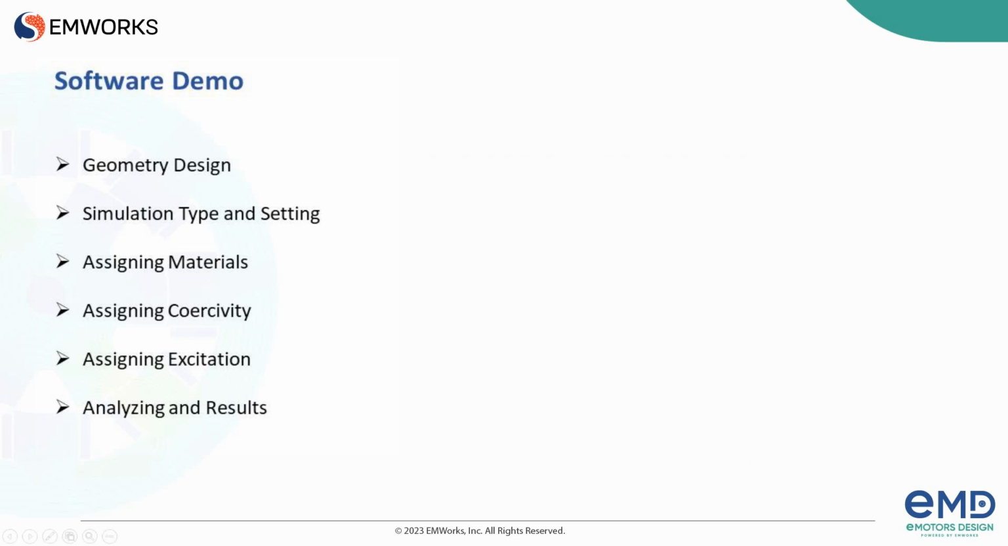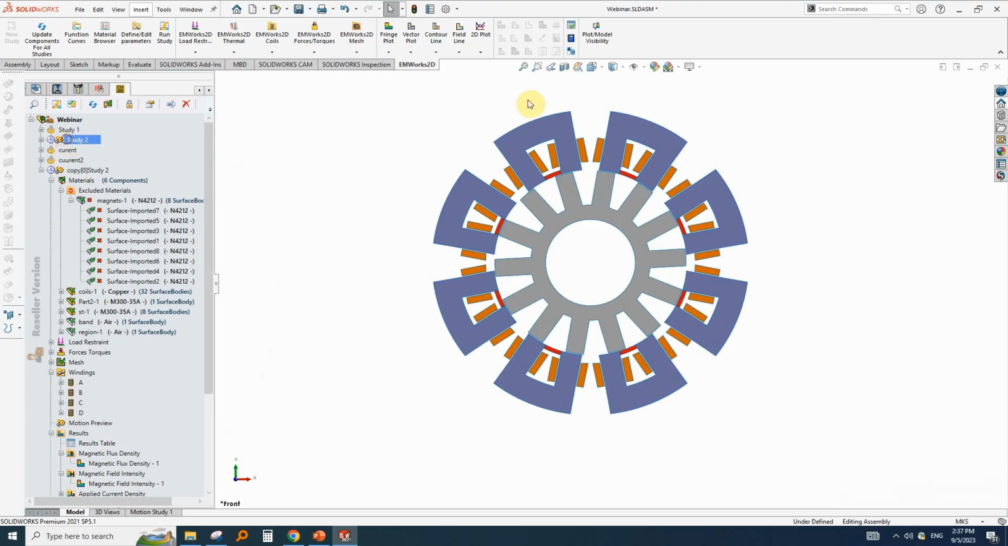Here is the environment of the software, EMWorks 2D. It is working on the base of SolidWorks, one of the best CAD drawing softwares. You can easily draw the geometry of your electrical machines here in SolidWorks, and then just add an EMWorks 2D simulation study.